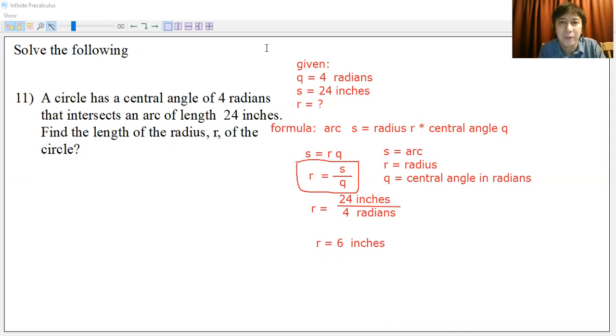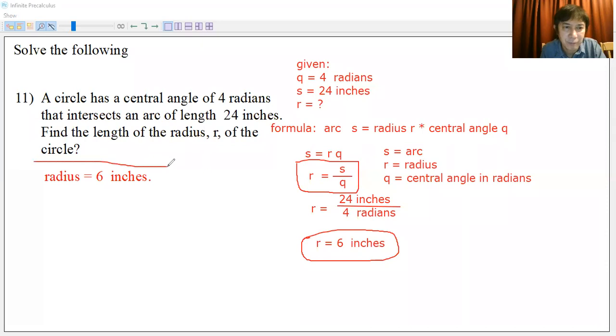All right. So this will now be 6 inches. This will be the length of the radius. Okay. All right. So we can verify the answer. Radius is equal to 6 inches over here. That's the computer's answer. Here's our answer, of course.